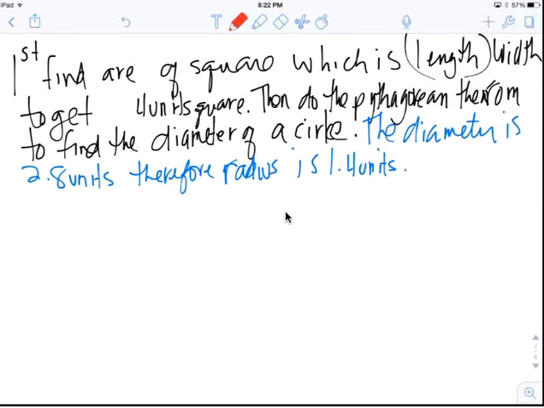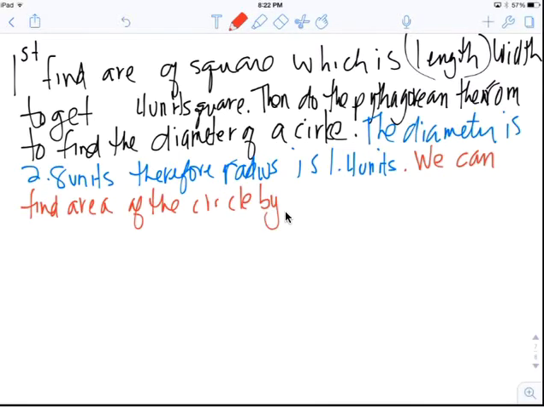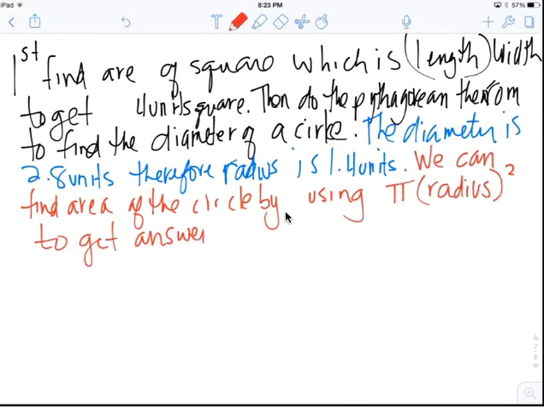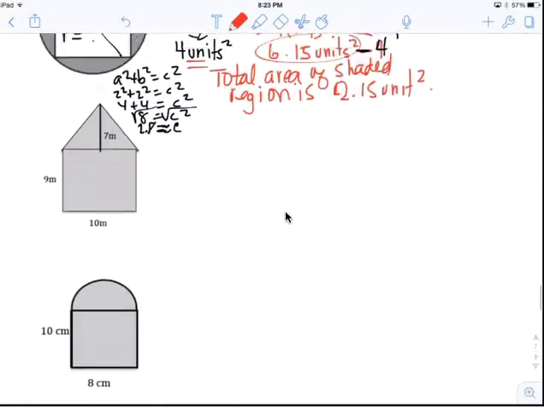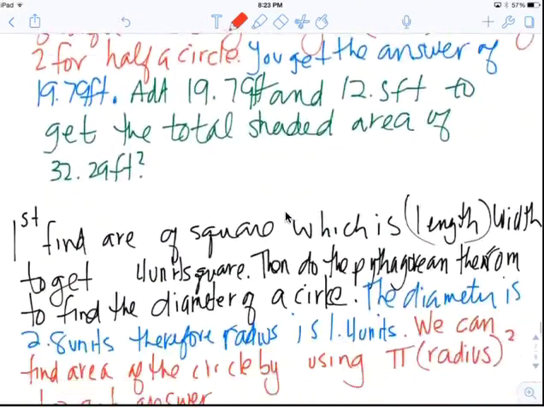We can find area. Find the area of the circle by using pi times radius squared to get the answer. What was our answer? 6.15 units squared.